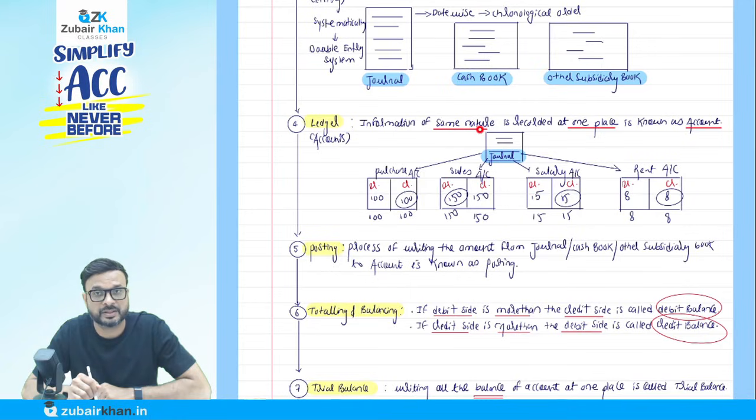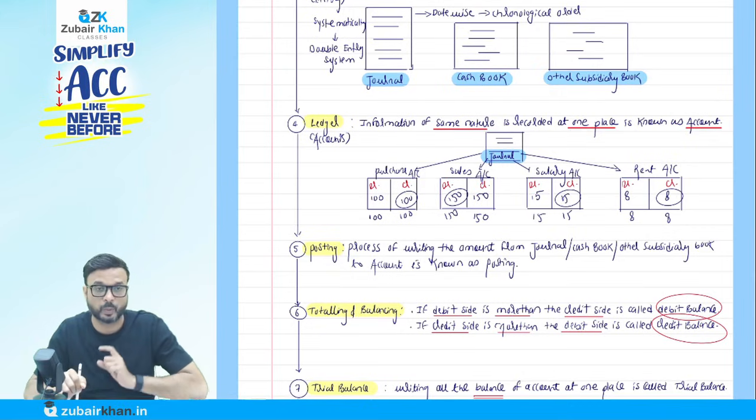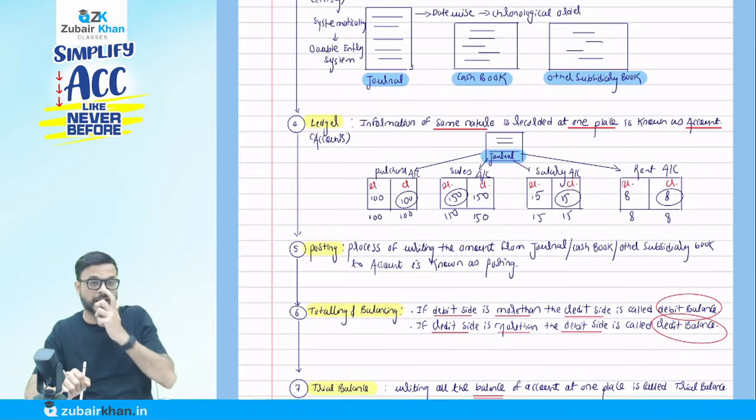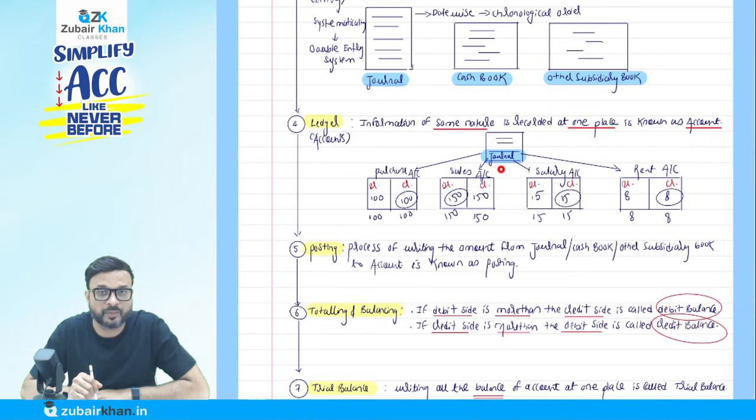Information of the same nature is recorded at one place, which is known as what? The account. So information of one nature we are going to record at one place. What do we call it? We call it the ledger. The ledger is the name of the book, and under the ledger there are so many accounts.